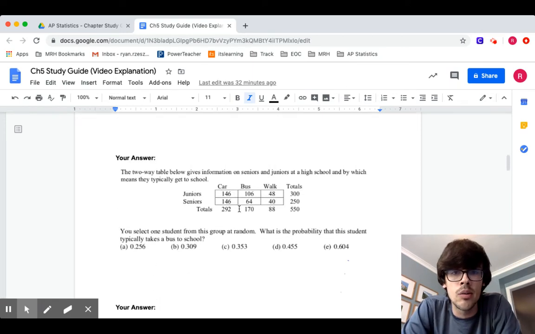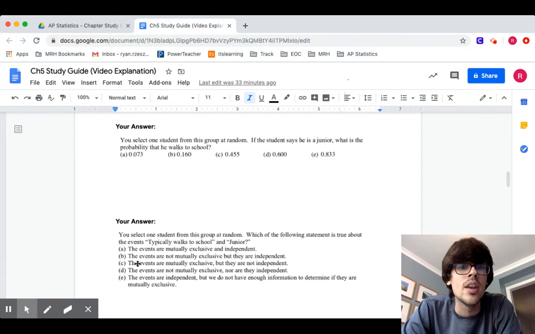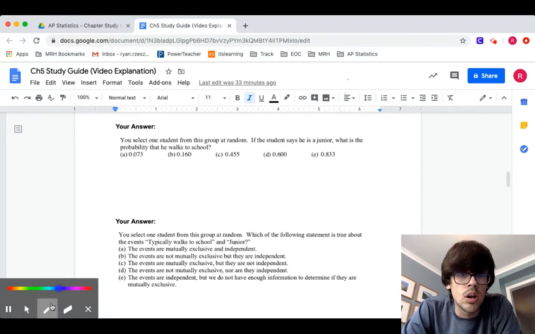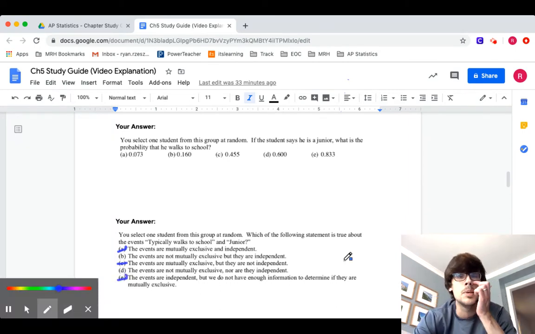And the way I'd verify that in the table is I would look at junior and walk. If it was mutually exclusive, I would see a 0 right there, but I see a 48. So these events are not going to be mutually exclusive. So I can cross off all my choices that say that they are mutually exclusive. If they have overlap, it's not going to be mutually exclusive. So we're down to 2 choices there. We have B and we have D left.